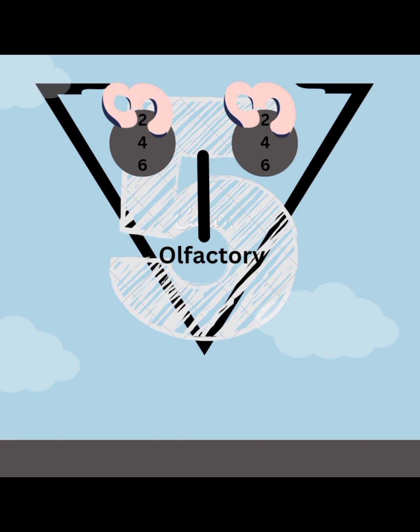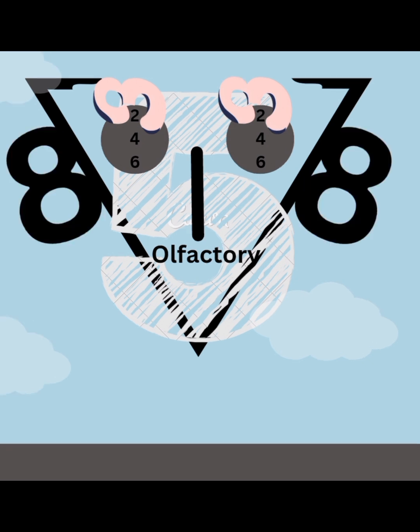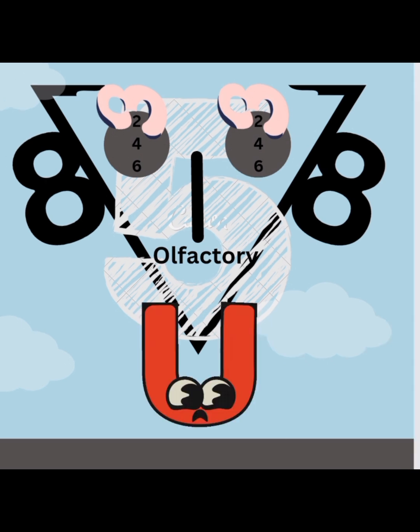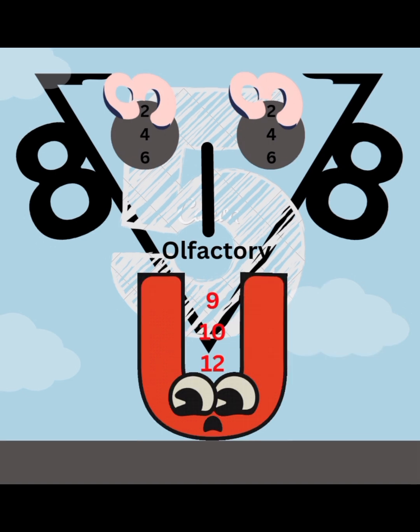Then after 7 what comes? 8. 8 are in the form of ears. So make 2 ears in the form of 8. And what is it? Vestibulocochlear, because it's related to hearing. Then comes 9, 10 and 12. Make a tongue and write 9, 10 and 12 on that tongue. So what is 9? Glossopharyngeal, 10 vagus, 12 hypoglossal.